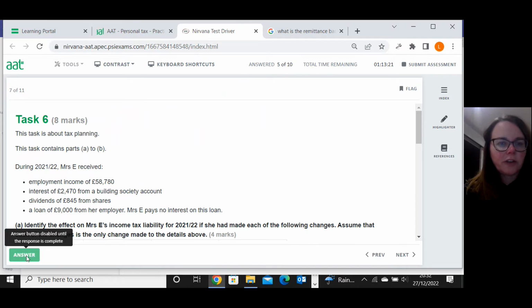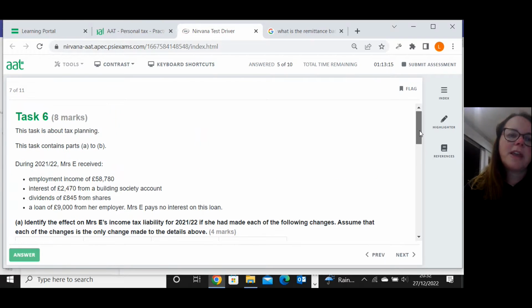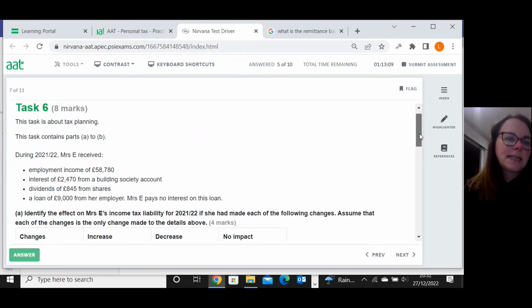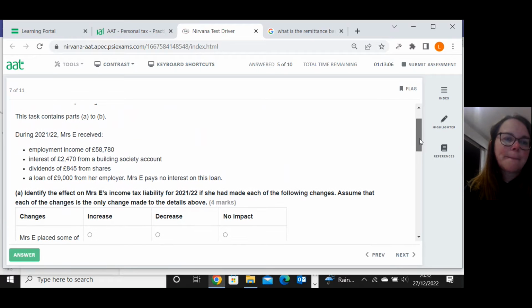Okay, on to task 6 now. This is the last one I'm going to do on this video, and then I will do a separate one for the capital gains and inheritance tax. So task 6, tax planning.